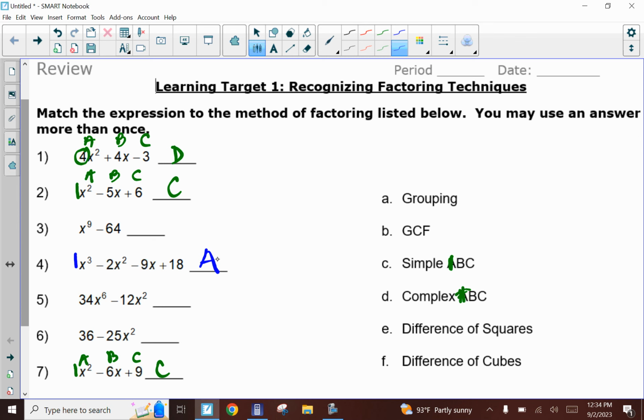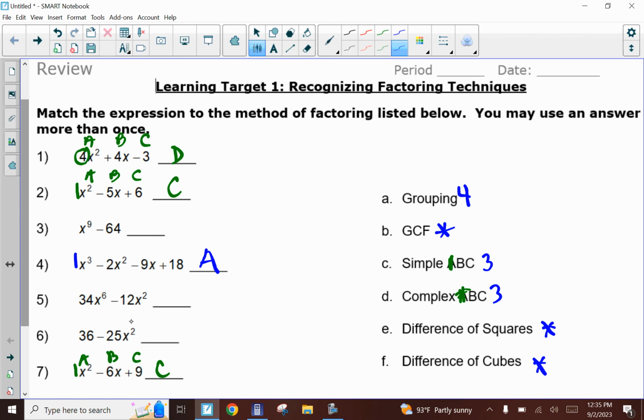Now the last few that are left only have 2 terms. So the ones that can have 2 terms are this one and this one, because grouping has to have 4, and ABC has to have 3. Okay, so now we can tell the difference between cubes and squares, because usually squares have a 2 and cubes have a 3.